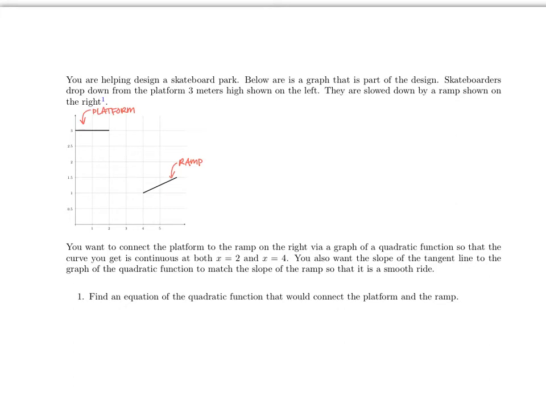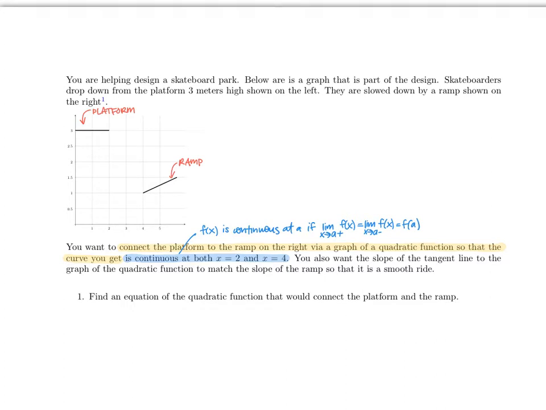And then I keep reading and it says you want to connect the platform to the ramp on the right via a graph of a quadratic function so that the curve you get is continuous at both x equals 2 and x equals 4. And that's a lot of information. I get that I need to connect the two, but what does it mean for a function to be continuous? I need to remind myself at this very moment. And so I quickly jog my memory, which is that a function is continuous at a point a if the limit from the right and from the left agree and the function value there is equal to that limit.